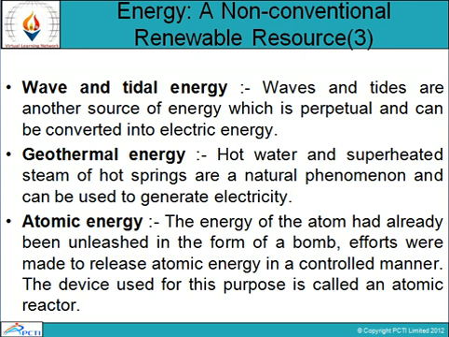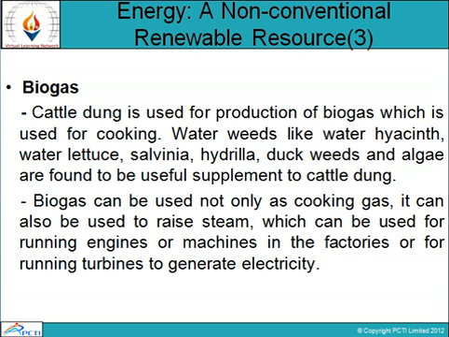The energy of the atom had already been unleashed in the form of a bomb. Efforts were made to release atomic energy in a controlled manner. The device used for this purpose is called an atomic reactor. Of course, this is another form of renewable resource, energy of that renewable resource, that is biogas.